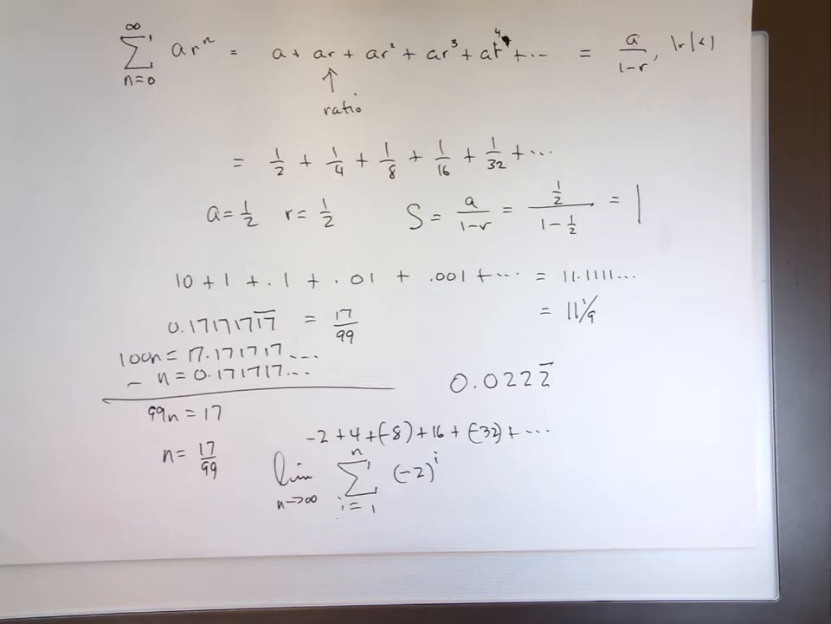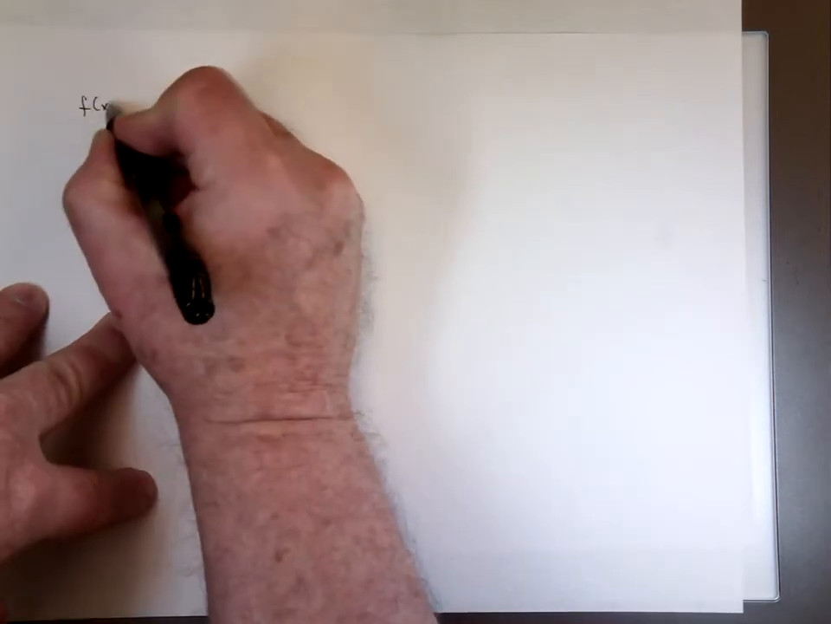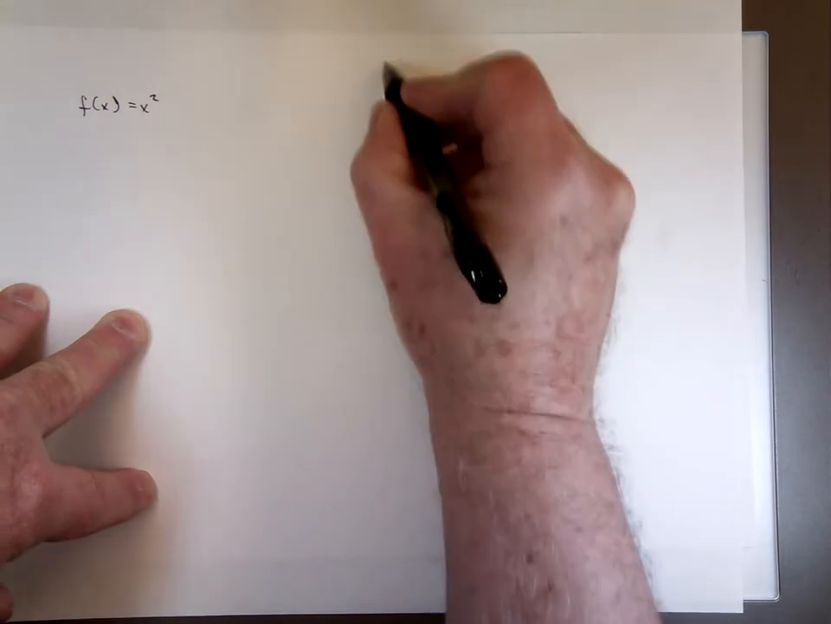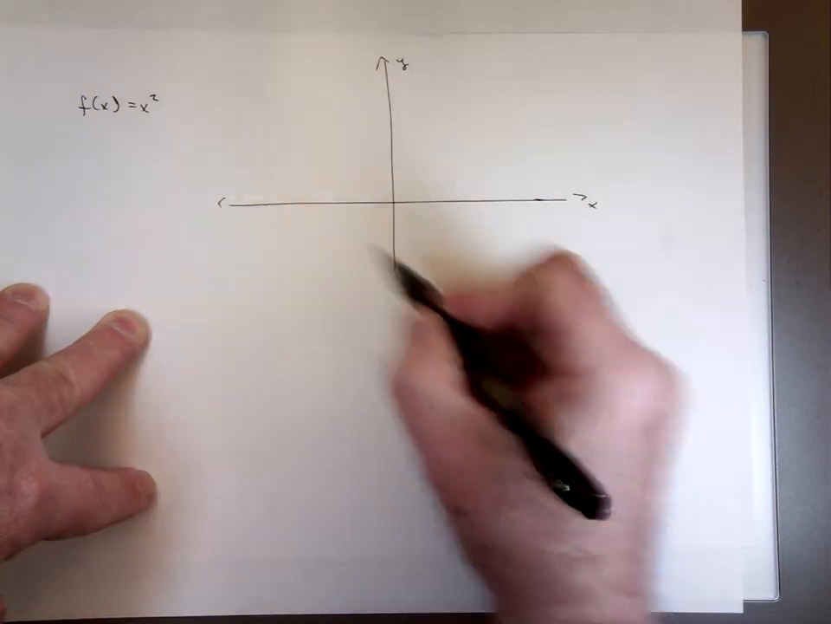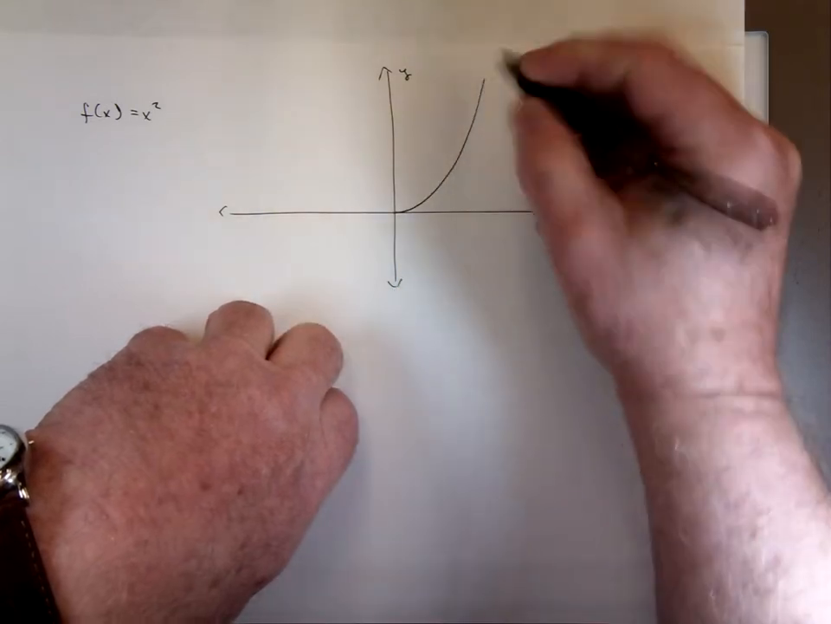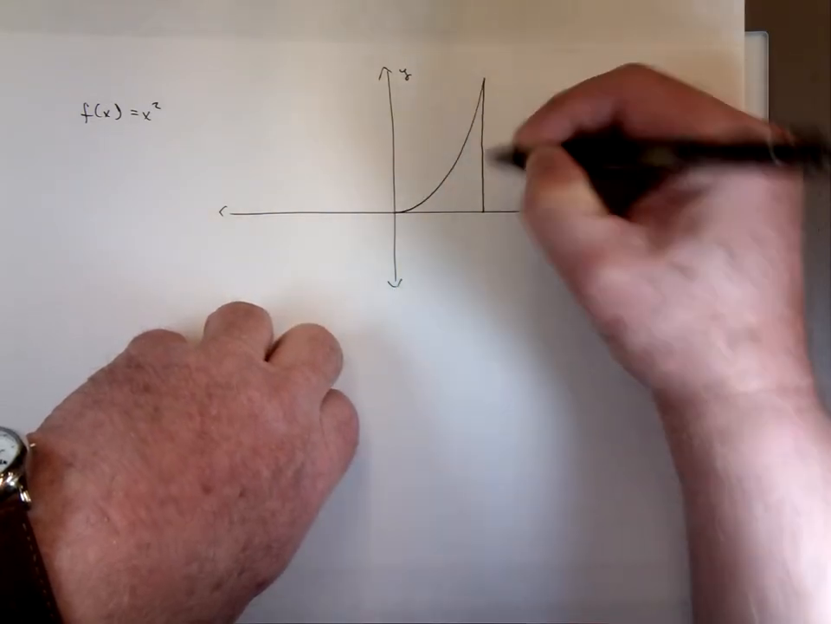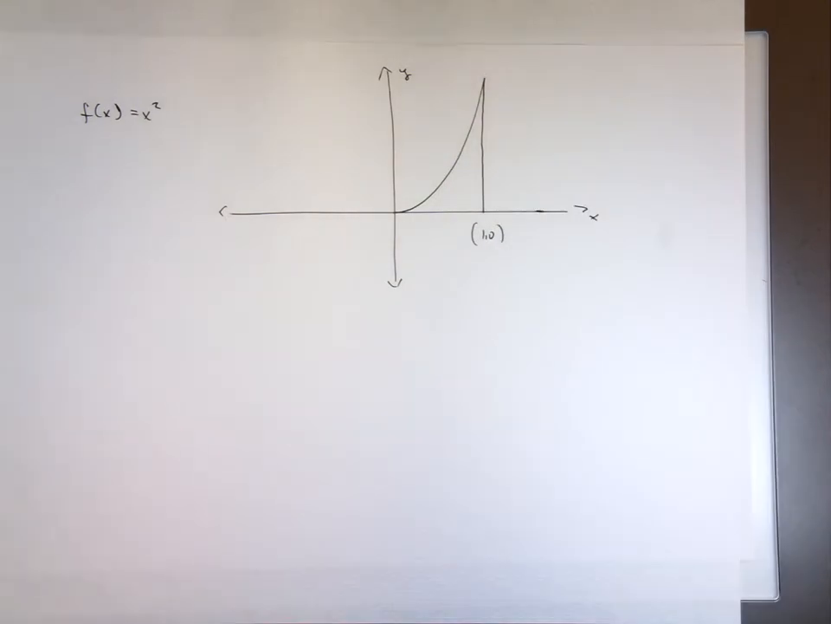All right, here's what we really want to do. We really want to take a function. Let's take x squared. And let's take an interval from 0 to 1. We want to find the area under this curve. We want to find the area under this curve.